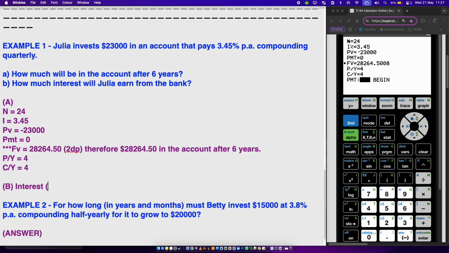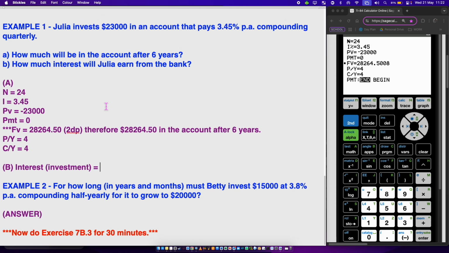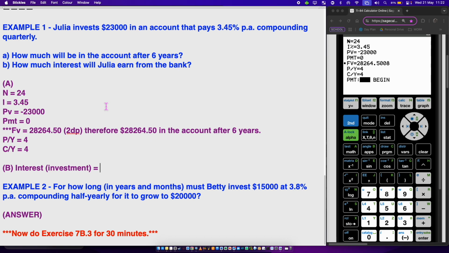Okay, interest on investment. So you have the formula just above that I reminded you of. If I've made an investment, how much interest did I earn? Well, it grew up to $28,264.50, minus how much I put into the bank in the first place, 23,000. Were there any regular payments made into this? No. You just put in the 23,000, so that's all it's going to be.